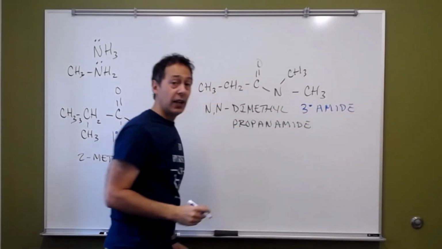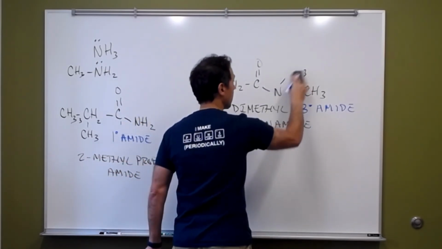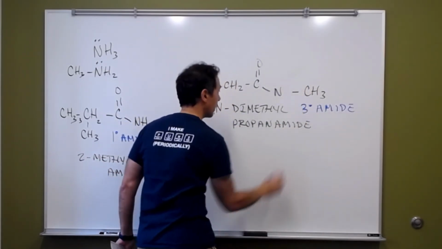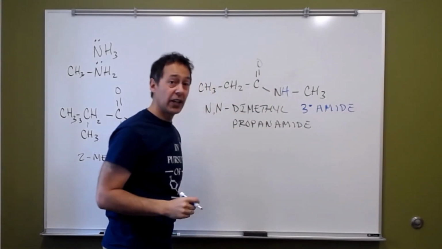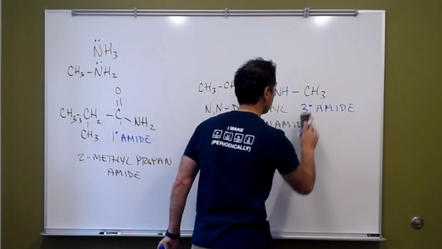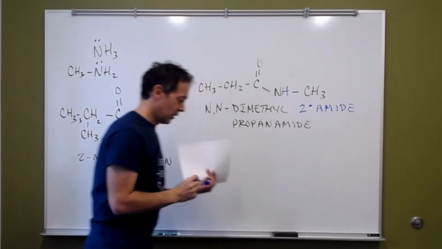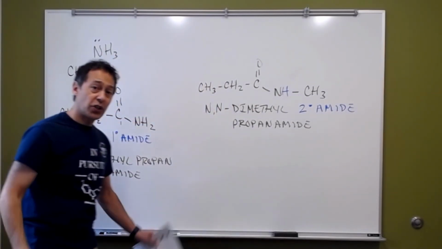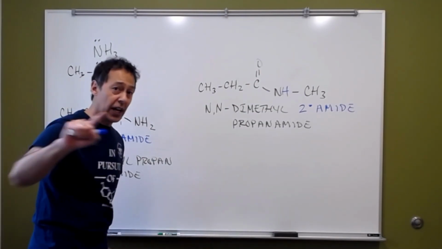And as you probably guessed, if we removed one of these methyl groups and put a hydrogen there, now we have two things coming off of that nitrogen and it becomes a secondary amide. All right, so that's the basic structure of amides and some basic naming under the IUPAC system.